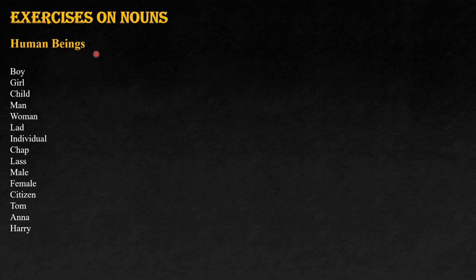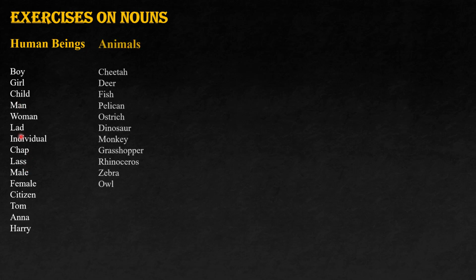We'll see the exercises on nouns. First thing, when it comes to nouns, these are a few examples related to human beings: boy, girl, child, man, woman, lad, individual, chap, lass, male, female, citizen. Tom, Anna, Harry are names. So when it comes to human beings, these are a few examples.